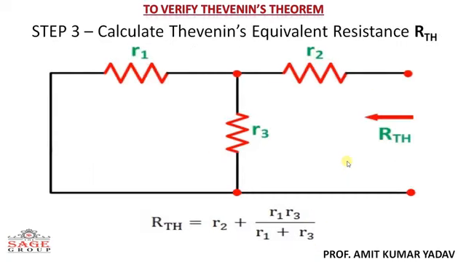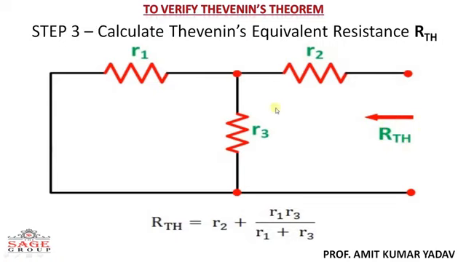Now in the second part you have to calculate the equivalent resistance, which is denoted by RTH. Now what do you have to do for calculating equivalent resistance? As you know, for calculating the equivalent resistance, first you have to remove this load terminal. Look here, I have already disconnected the load terminal here.